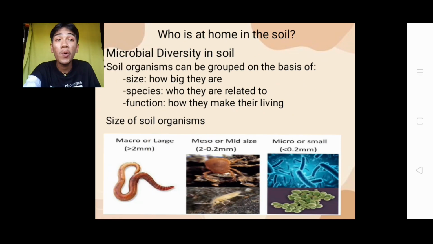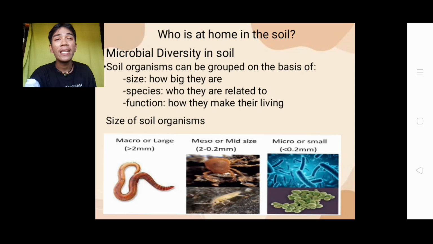Now let's proceed to who is at home in the soil. Sino-sino nga ba ang mga nakatira sa lupa? Of course, aside sa mga tao, let's go deeper kung ano-ano nga ba, kung sino-sino pa ba ang nakatira. So, microbial diversity in soil.